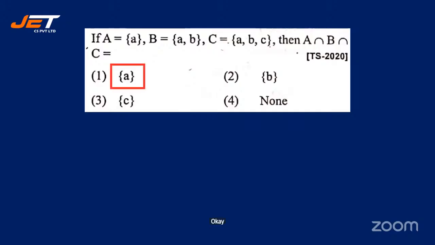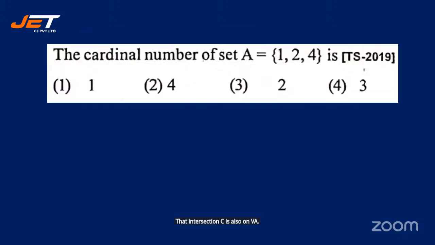Okay. Let's see this. A intersection B is A. That intersection C is also only A. Right. Now, the cardinal number of set A, 1, 2, 4 is dash. Just now we saw cardinal number is nothing but the number of elements in set A. Am I right? So we have 1, 2, 4, which is 3 elements. Isn't it, students?